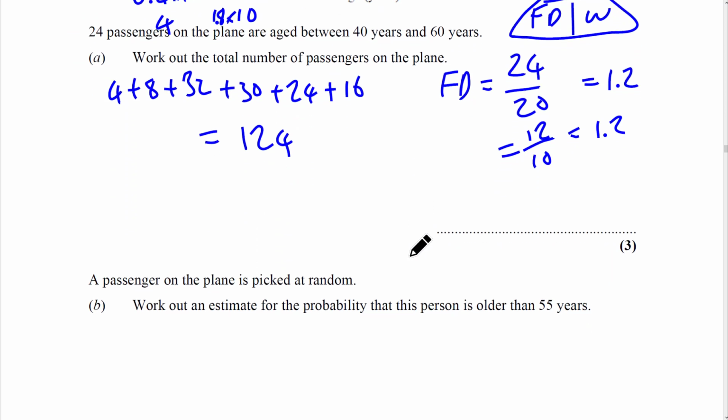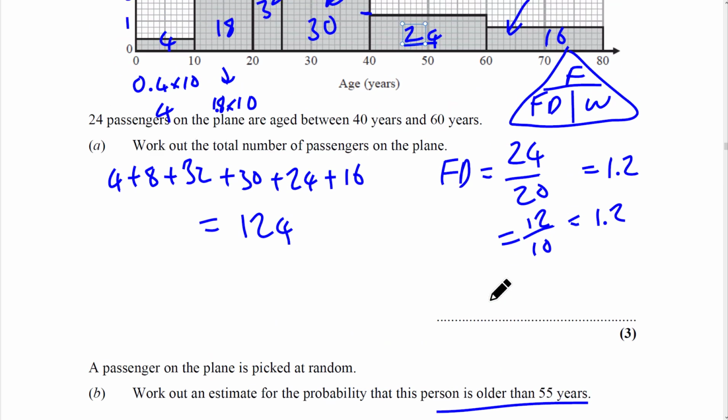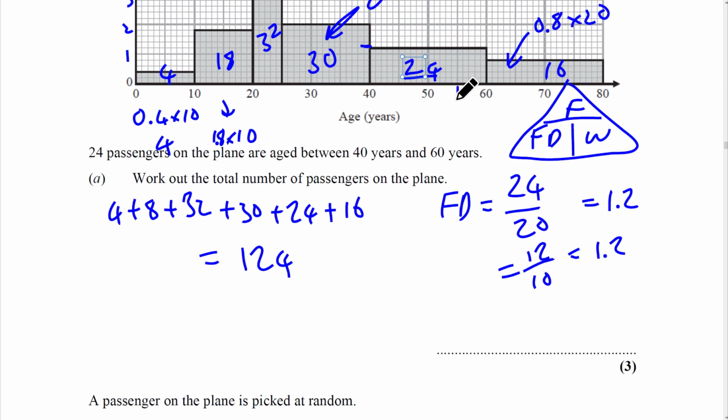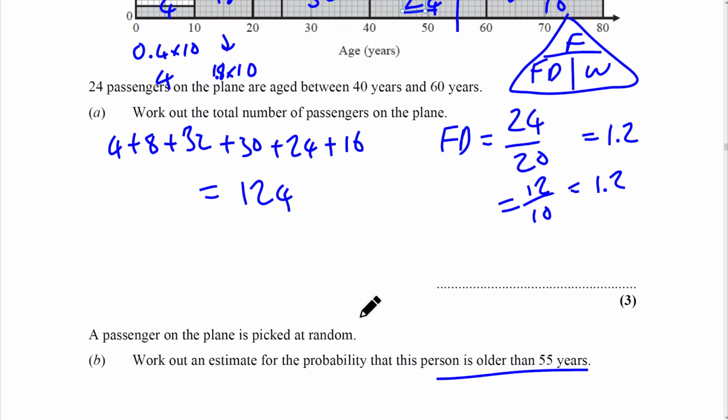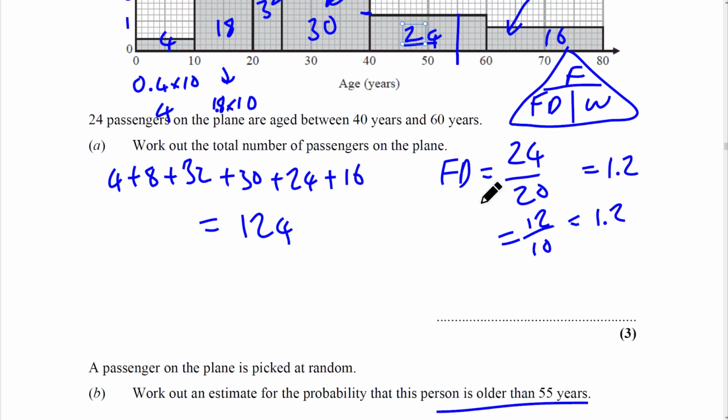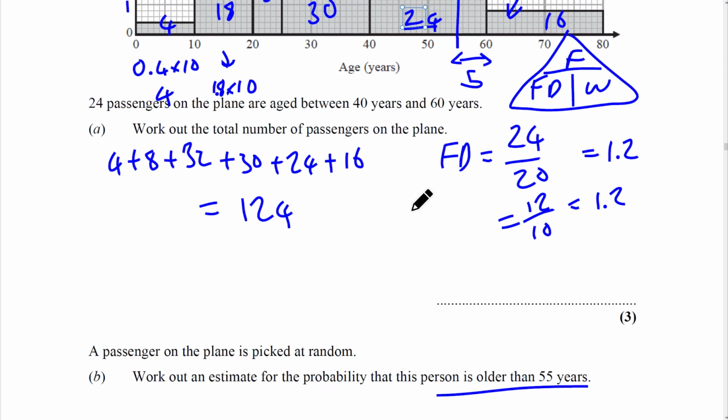The passenger on the plane is picked at random. Work out an estimate for the probability that this person is older than 55 years. Let's look at 55 years. So we've got 16 here. Got to work out this amount here then, right? So that's 1.2 times 5. That's the frequency density, that times the, not times 5, times 10. No, that is 5. From here to here is 5. And you can see that's 1.2.